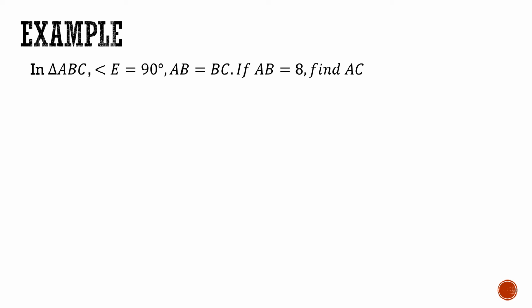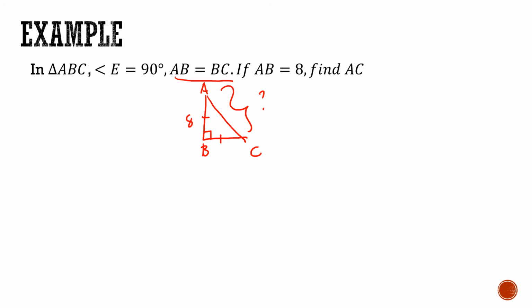In triangle ABC, angle B is 90 degrees. AB and BC are equal, and AB is 8. Find AC. So we can actually draw a triangle. This is A, B, C, wherein let's say B is your 90 degrees. So that means this is your hypotenuse. Your AB is 8, and as the problem states, AB is equal to BC. So you want to find the hypotenuse.